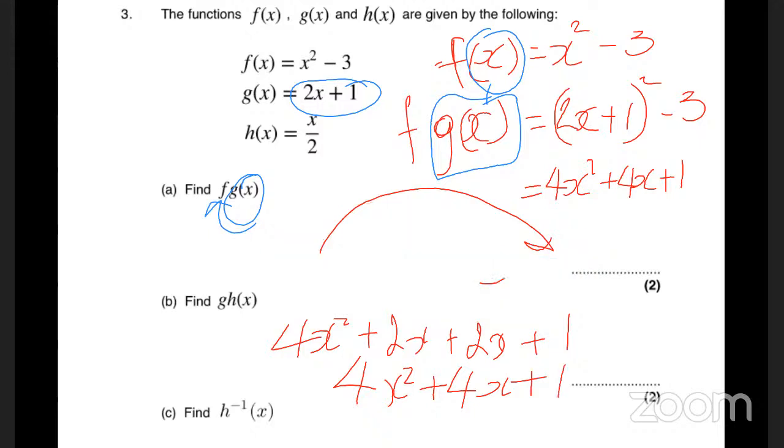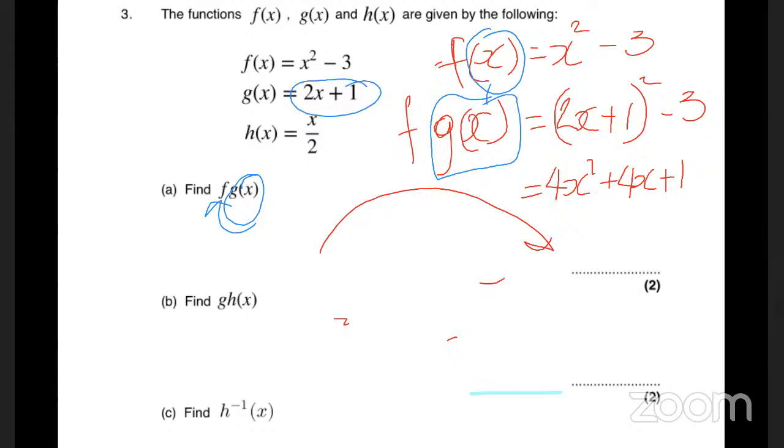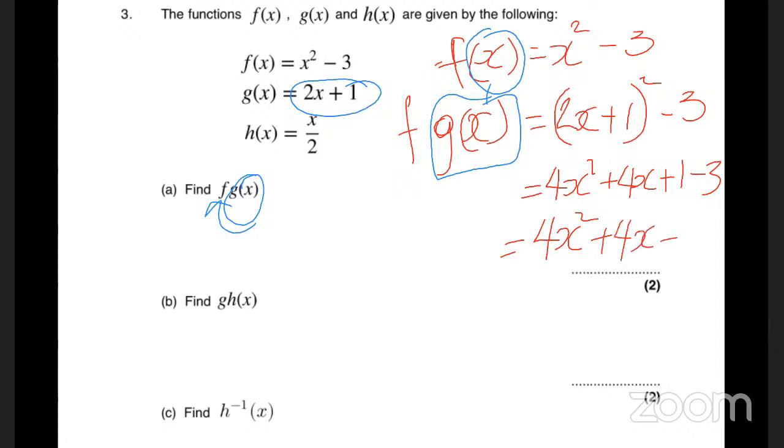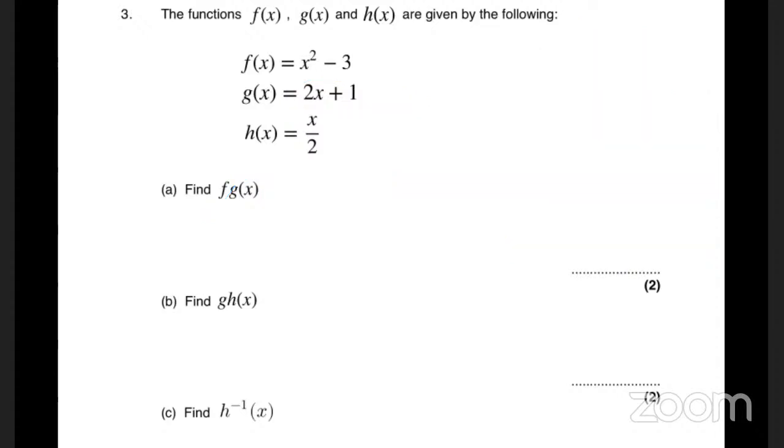So if you don't know how to do the shortcut using the perfect square method, just work it out the long way. All right? Simplify this, 4x squared plus 4x minus 2. And that's it. All right, that should be good. Let's get to the next one. So we're going to put h of x into g.